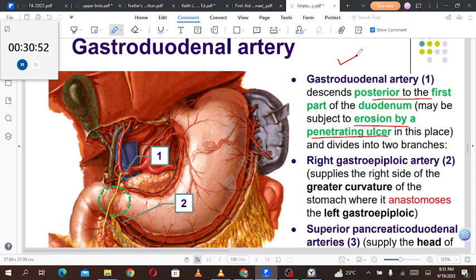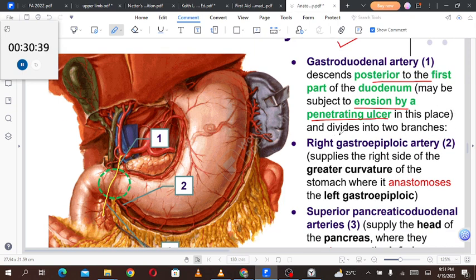Remember this point: on the lesser curvature, the left gastric artery is subject to erosion by the gastric ulcer, and the gastroduodenal artery is subject to erosion by the duodenal ulcer if it is present on the posterior wall of the duodenum. Then in this place, it divides into two branches.